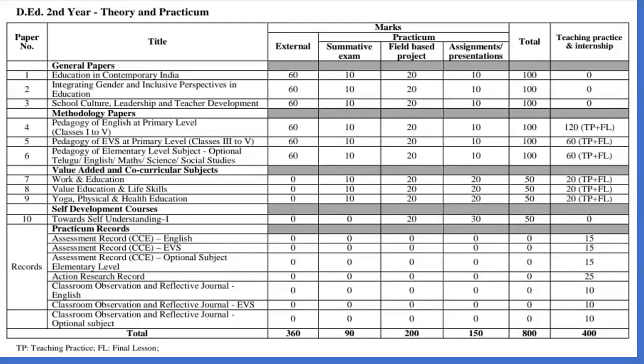D.El.Ed second year, theory and practicum. Here you undergo, you study 10 papers. There will be 10 papers, and the first 6 papers are very important.